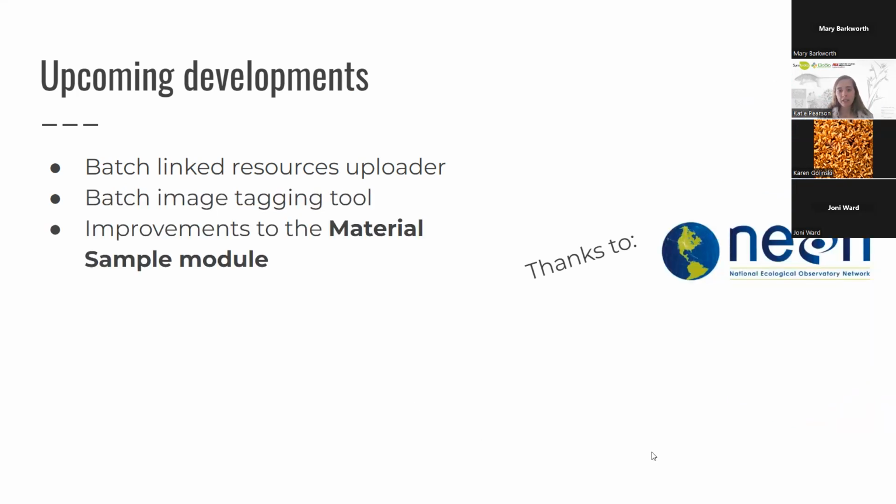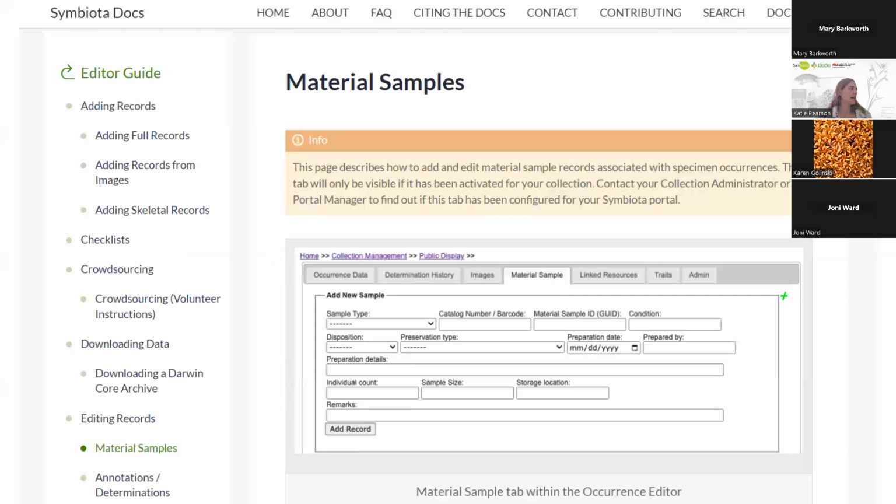And then we're also making improvements to the material sample module. You may have heard about the material sample module. It's only in use here and there. I don't know if there's been an official rollout of it because it's still being improved upon slowly and iteratively. And that's mostly thanks to the National Ecological Observatory Network funding. So we're really excited to roll those out more to the public. We have some documentation already on Symbiota Docs about what material samples do and how you can use them. So feel free to check those out, and Lindsay will put that link in the chat.